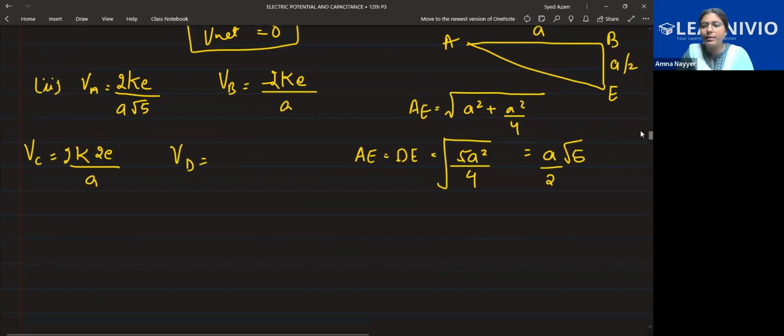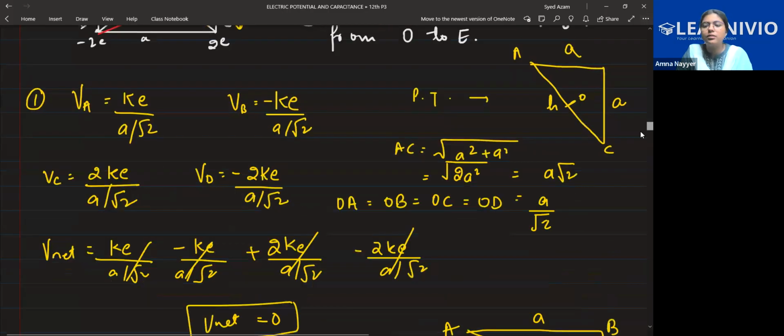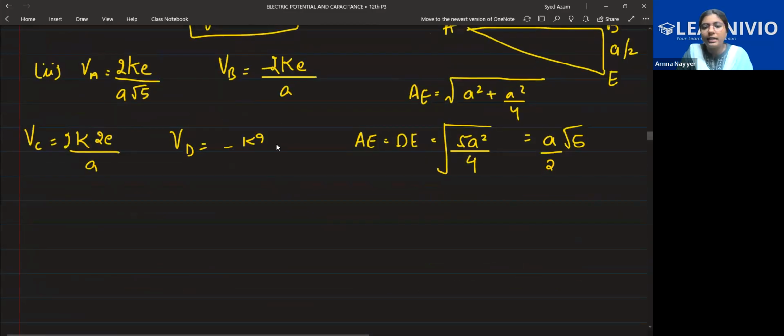Then VD. VD will be, look, VD is this. So K into minus 2E divided by A root 5 by 2. DE is also the same. So what was the charge? Minus 2E. So minus K2E by A root 5 by 2. So 2 goes up. I hope you're understanding why I've made 2 in the numerator. This is divided by 2 so that 2 goes up.